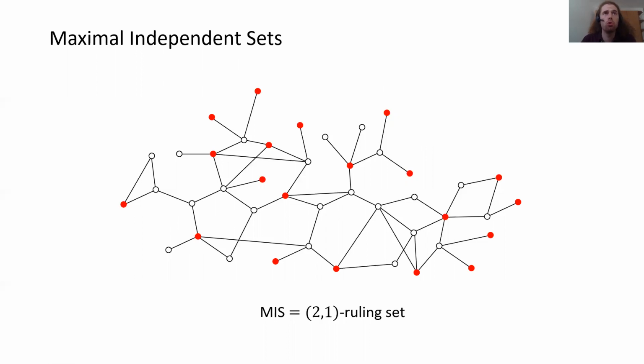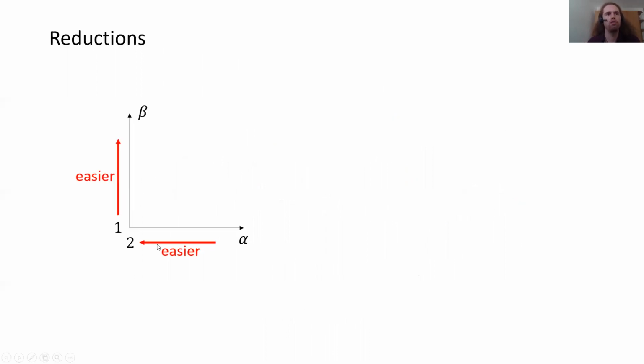A special case of a ruling set is a maximal independent set, which is nothing else than a 2-1 ruling set. And if we look at these two parameters, alpha and beta, one thing we can observe is that if we decrease alpha, then it becomes easier to find such a ruling set, or at least not harder, while the same happens if we increase beta.